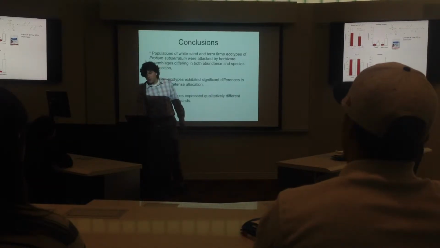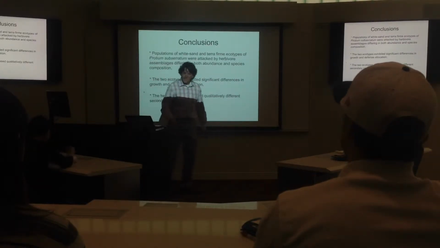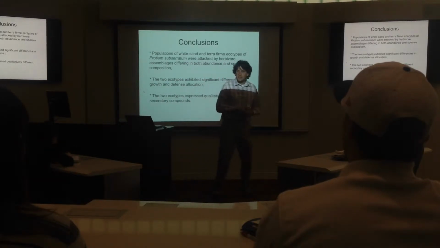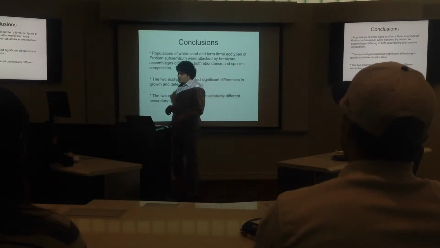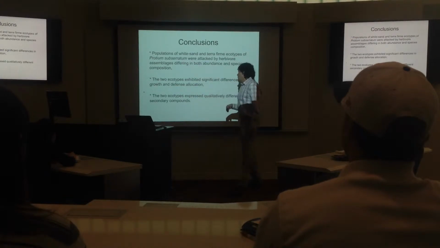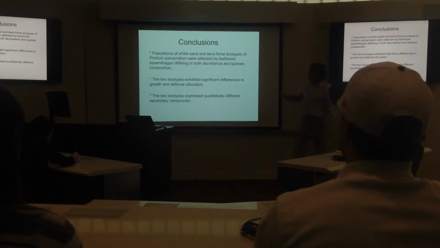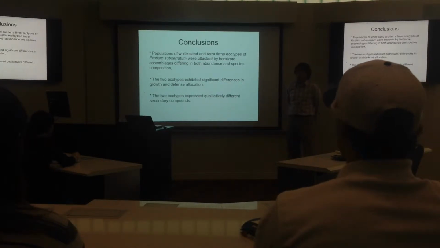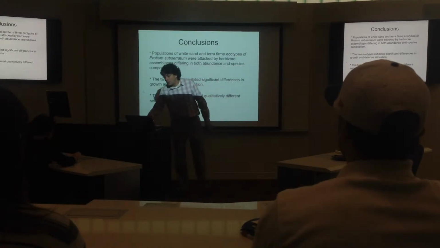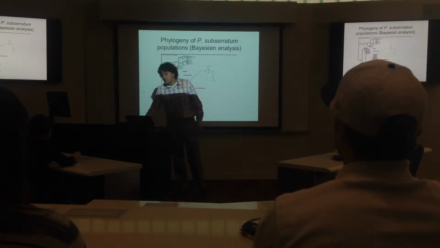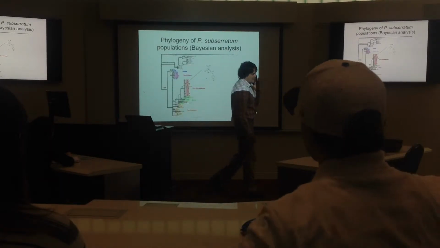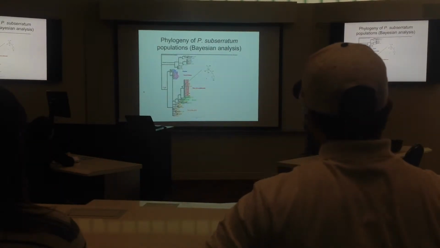So we found completely different chemicals in the white sand versus the clay populations. And not only that, there were more of them in the white sand. So there were more chemicals and different types, and that matched some of the insect data that we found. There were more insects attacking the clay guys. And I think that this has a lot of potential as we learn more about the chemistry and more about the insects in this group.